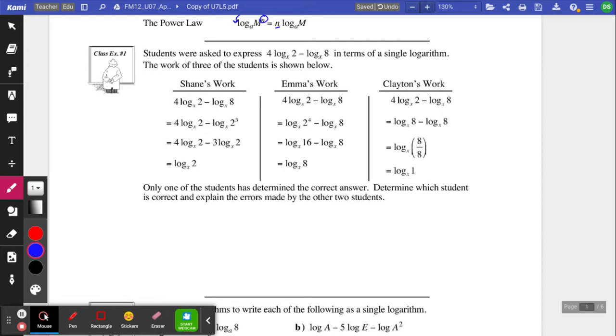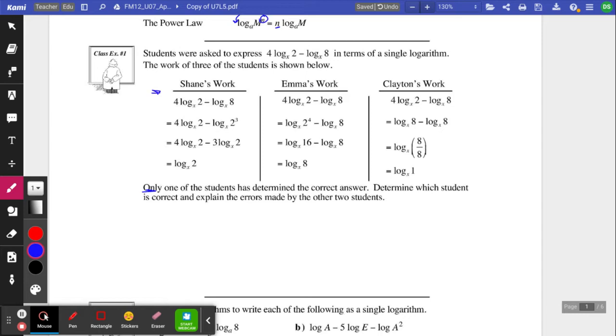All right, so students were asked to express 4 log base x of 2 minus log base x of 8 in terms of a single logarithm. The work of the 3 students is shown below. And then we can look at it, and it says only one of the students has determined the correct answer. Determine which student is correct and explain the error. So we begin. So you can check it out. You can try to check maybe.